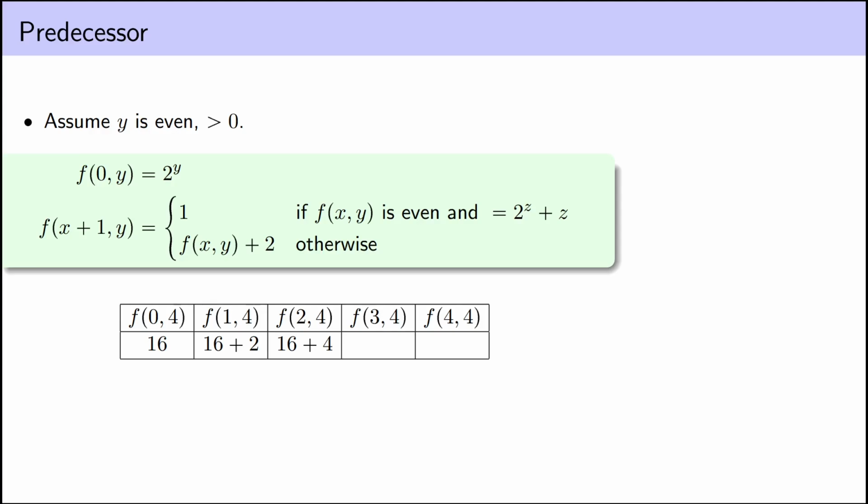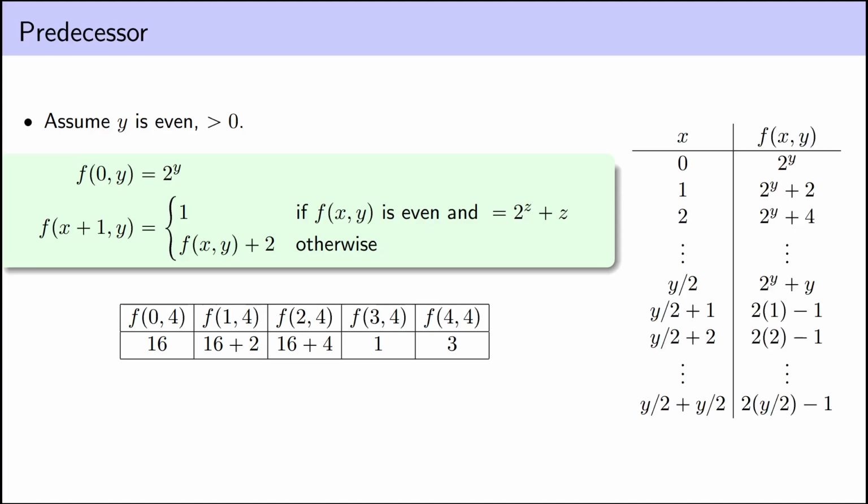And since we've been adding 2, the result is even. So at the next step, we reset to 1. Note here that we've reached another number of the form 2 to the z plus z. But since this is odd, it doesn't activate the reset again. And that's part of the clever bit here. And then we add another 2 to get 3, the predecessor of 4. The idea is that f of y is going to give us the predecessor of y for any even y, I guess greater than 0.